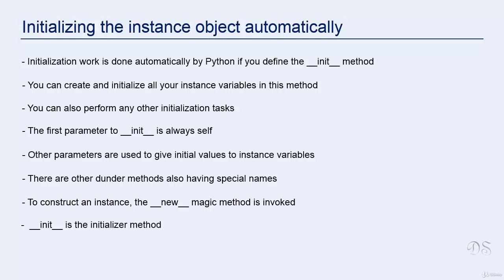This dunder init is the initializer method. It is called immediately after the instance is created. It is the first method that is called on the newly created instance object. The self parameter passed to this method refers to the newly created object. So this method does not construct the instance object. It initializes an already constructed instance object. You can have only one initializer method in a class since there is no concept of function overloading in Python. However, it is possible to create your instance objects with different types of data using class methods that we'll see later in this course.